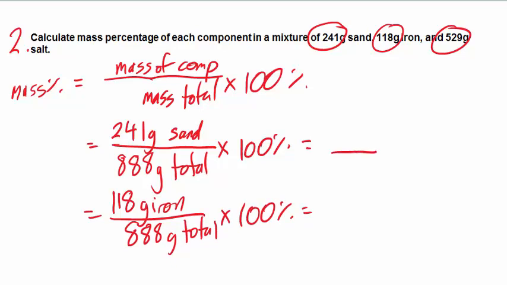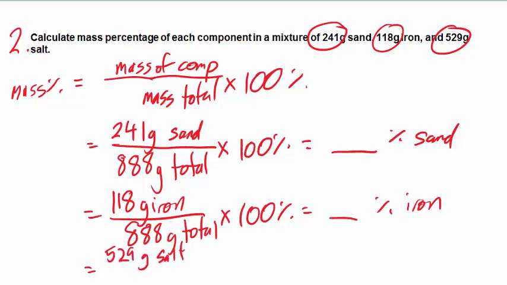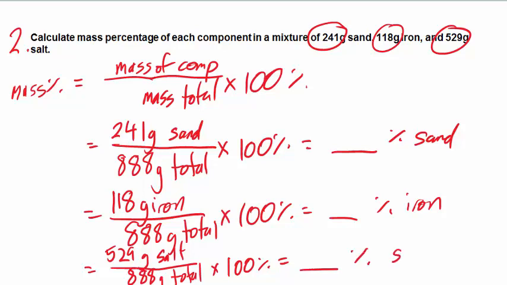Now remember, your answer should always say percent sand, or percent iron. Or in the last example, we were doing 529 grams of salt. You're dividing it by 888 grams total, multiplying it by 100%, and you're getting the percent of salt. Now, I'm not doing the calculations because I'm sure that all of you can hit these buttons in a calculator. Okay?